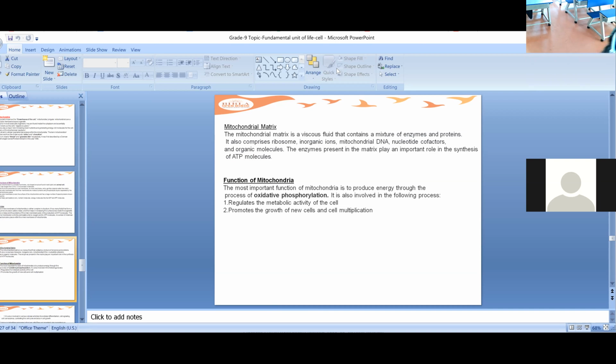It regulates the metabolic activities. It promotes the growth of new cells and cell multiplication, and it produces energy. This much is enough for you to remember, okay? Once again, I'll share this.